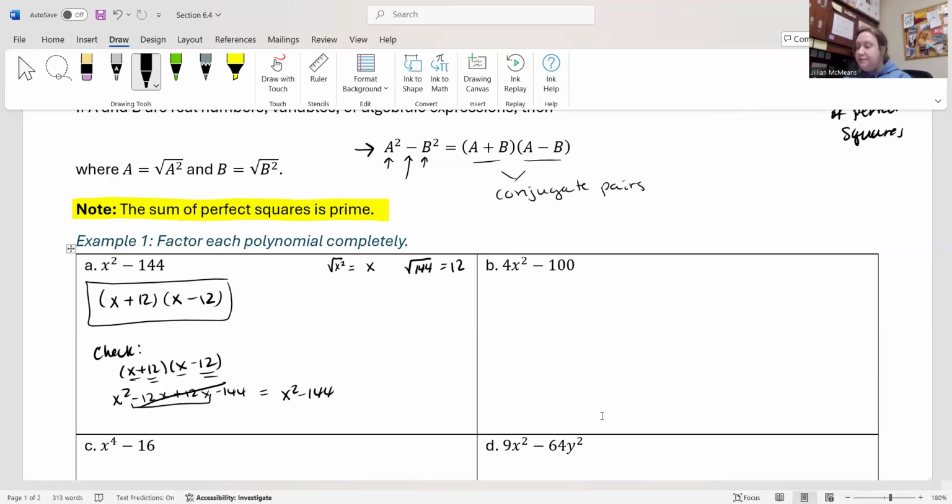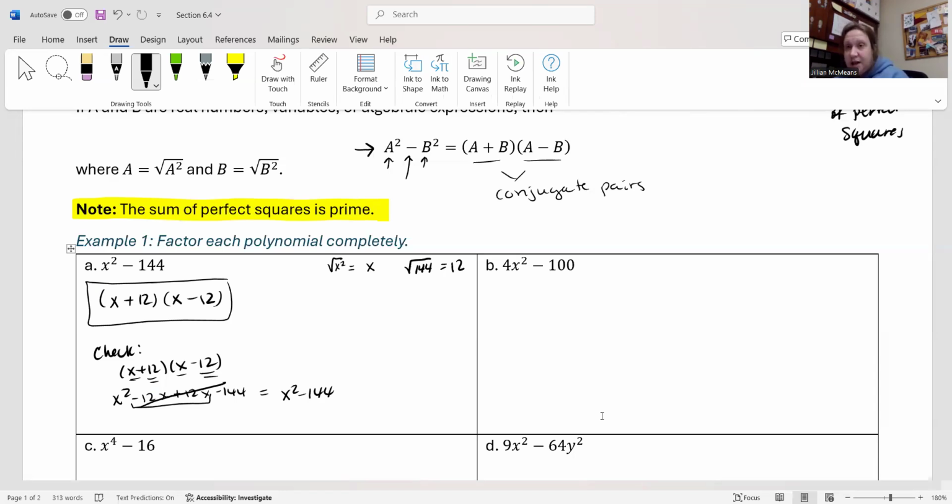Okay, so this works. Now, if we go to part B, it is a teeny bit tricky. I would encourage you, no matter what, to always look to see if you have a GCF, okay? Always. It's going to save you time in the end. Now, if we look at part B, 4 is a perfect square. Its square root is 2. 100 is a perfect square. Its square root is 10. X squared is a perfect square. Its square root is x.